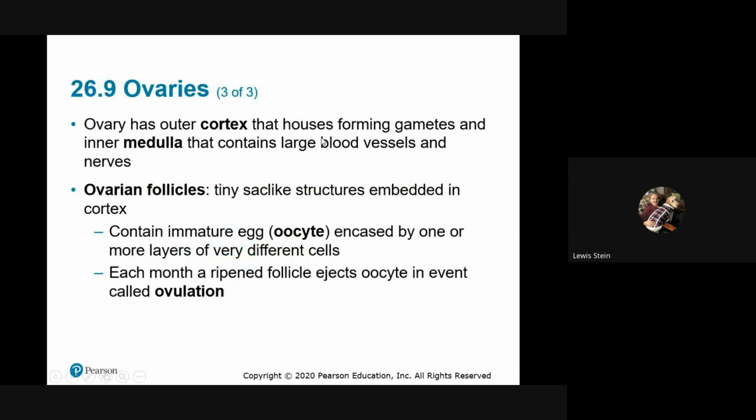So the outer part is the cortex. That's where the gametes, the eggs, are forming. Remember, all the eggs are there, and it's not like when sperm are ejaculated. When sperm leave the seminiferous tubules, they're fully formed. Okay, and I beg your pardon. Once they get to the epididymis, now they're sperm. They're capable of doing what they have to do to fertilize.